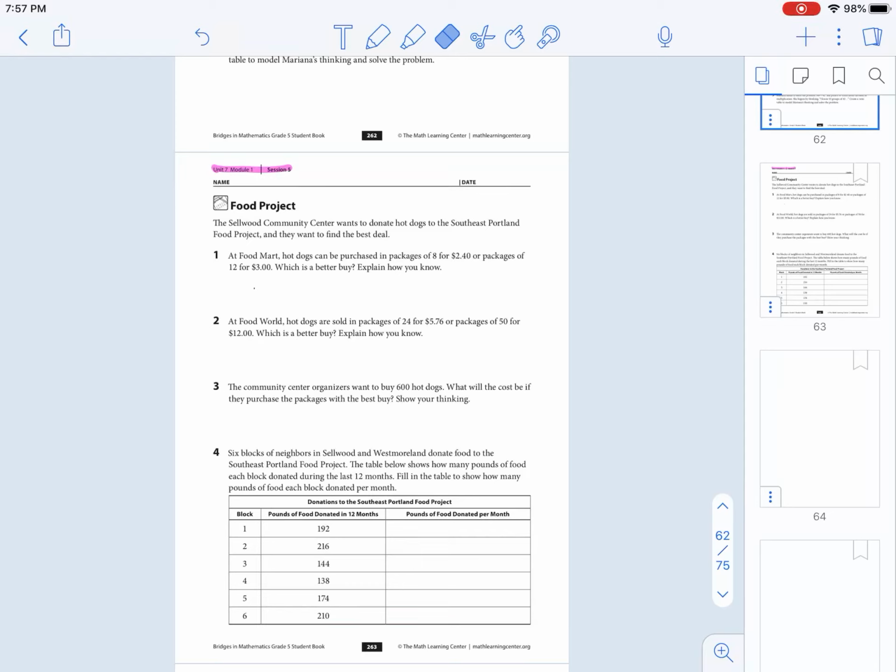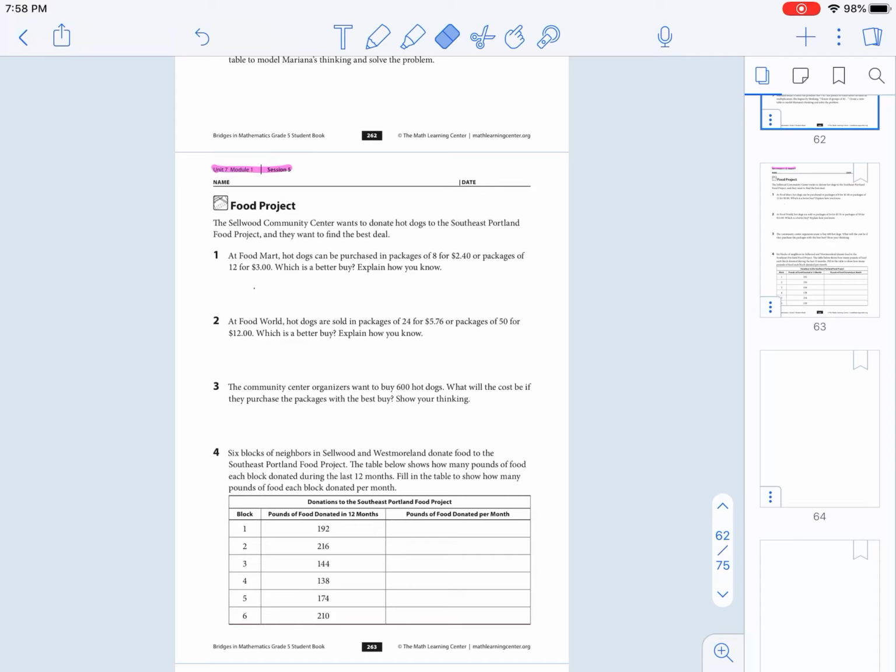Today we are going to be talking about multiplying and dividing decimals to the nearest hundredths place by using models and drawings to help us understand the relationship between multiplication and division. So we are going to look at page 263 to help us better understand this target.